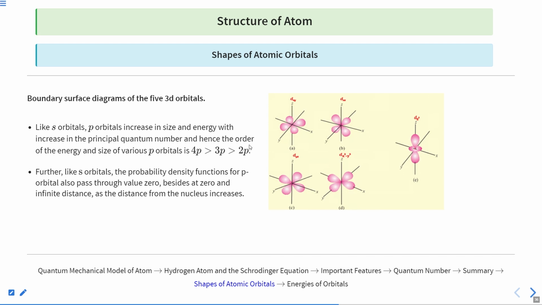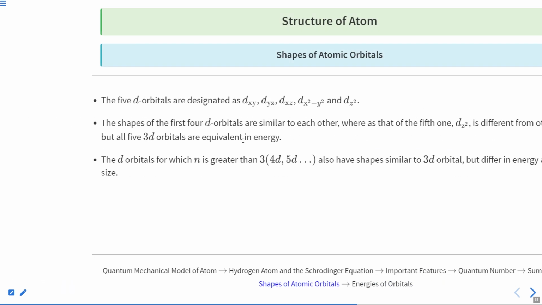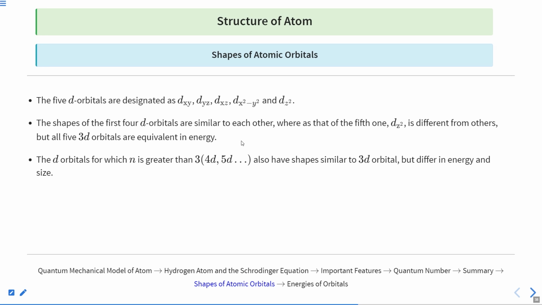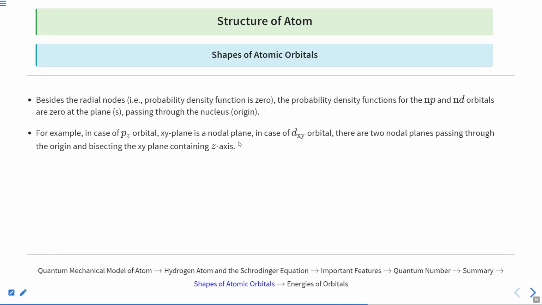For 2p we have 0 radial nodes. For 3p, we have one radial node. For 4p, we have two radial nodes. So we start from the point where the p orbital starts. Clear? Got it? Now, this is about the shape of the orbitals.